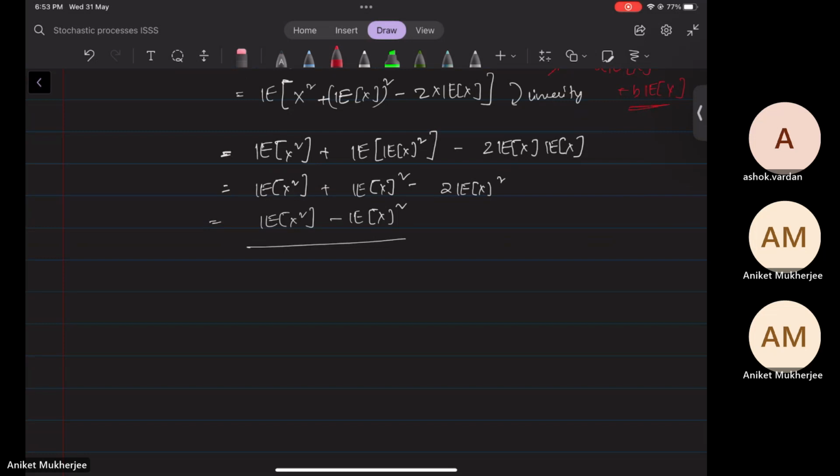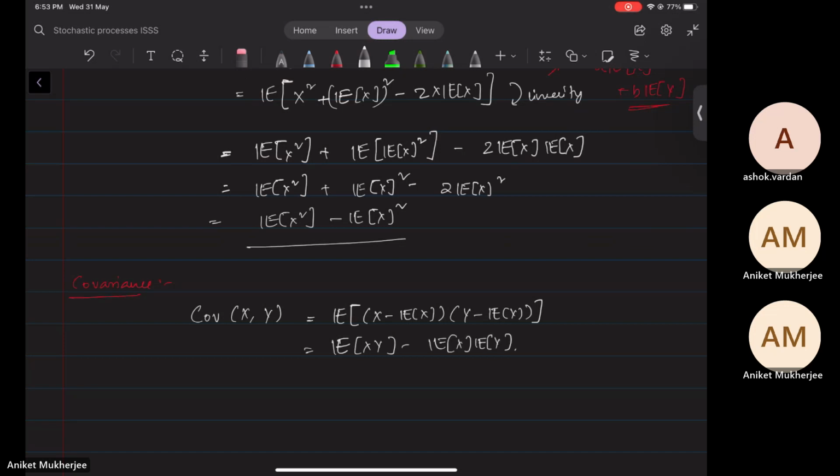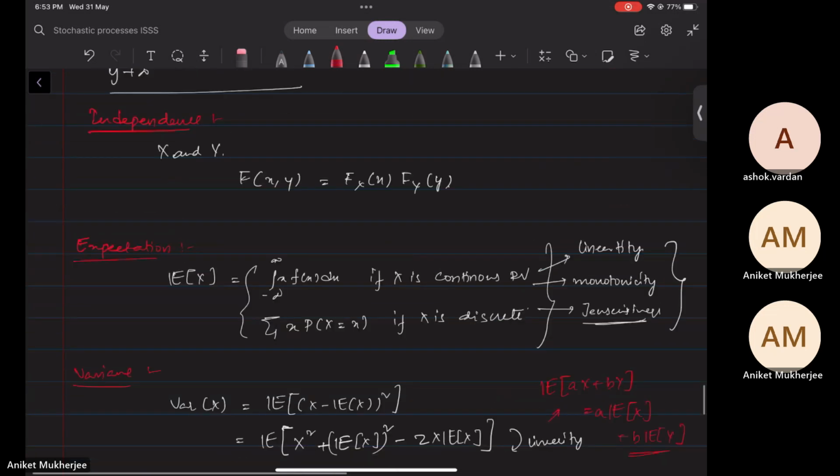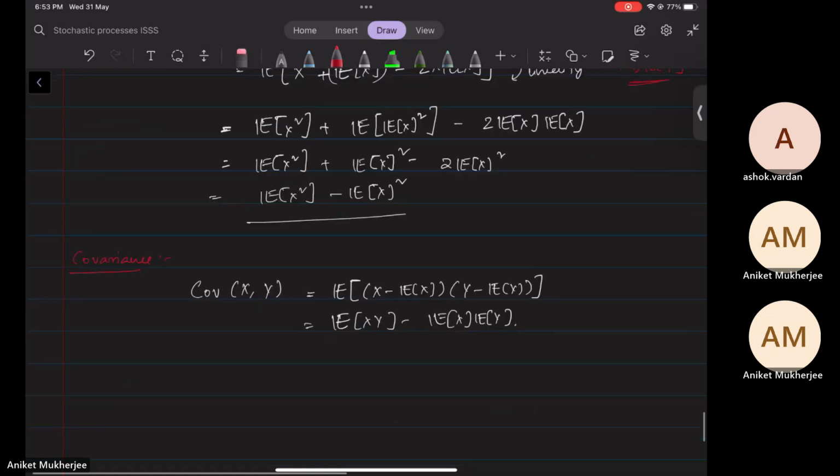Then you have covariance. Covariance of X comma Y is defined as expectation of X minus expectation of X, times Y minus expectation of Y. If you simplify this similar to what we did in the variance case, you'll get expectation of XY minus expectation of X expectation of Y. These are the basic definitions for independence, expectation, variance, and covariance.